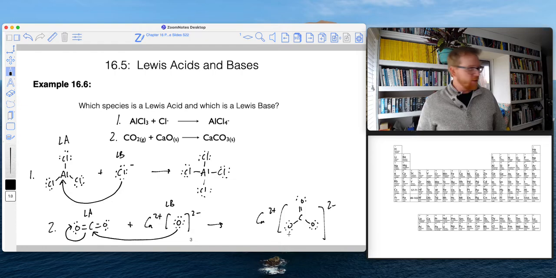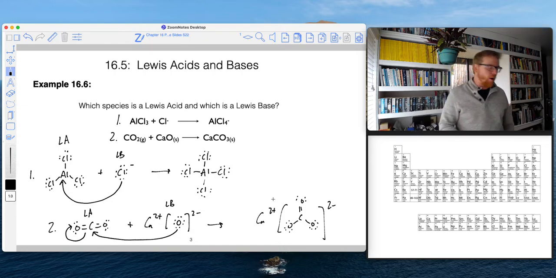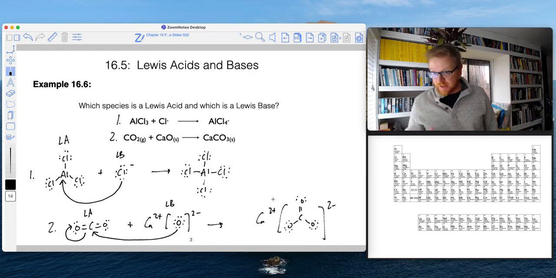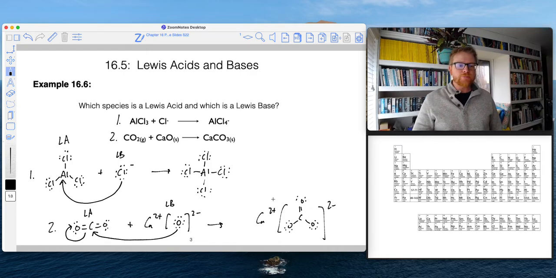Okay, lovely, folks. So if you need some more review on Lewis structures, I would encourage you to do so. Just the simple ones will suffice, just so you can put together these structures and really see what's making the new chemical bonds.